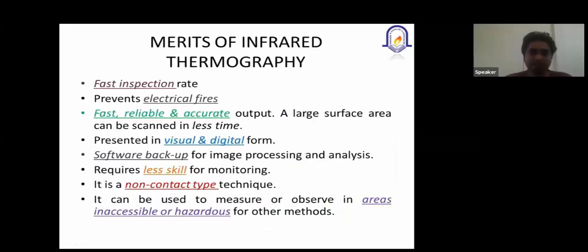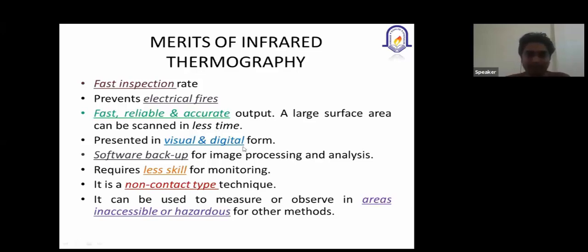Okay, now getting to the merits. Merits of infrared thermography. First is the fast inspection rate. As we only have to take the photo of it, we don't have to do much work, so the inspection rate is ultimately fast. It prevents electrical fire. We have already seen this in the application for the electrical components, right? Fast, reliable, and accurate output. A large surface can be scanned in less time. We can even scan the whole campus in just an hour or two.